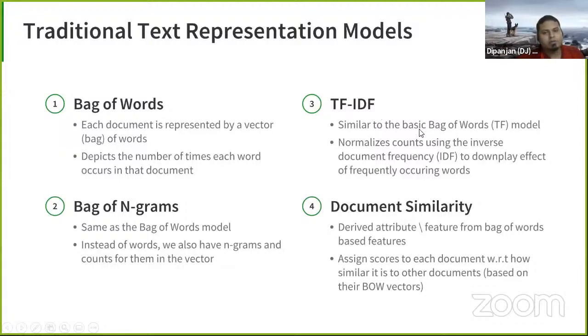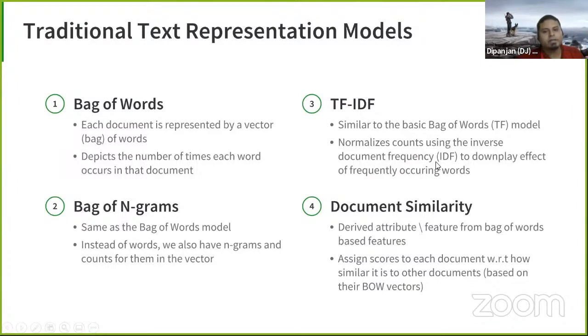TF-IDF is basically a normalized version of the bag of words or the term frequency model, where instead of showing the number of times every word is occurring in each and every document, we normalize it by scaling with the inverse document frequency, which is basically the number of times a word is occurring across all the documents. So you can imagine that if a word is occurring in almost all the documents, it essentially becomes like a stop word or not a very useful word.